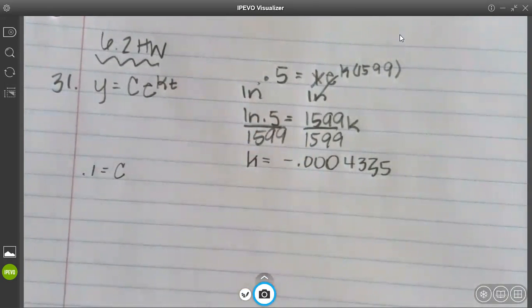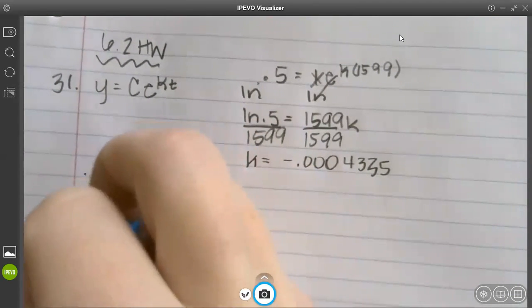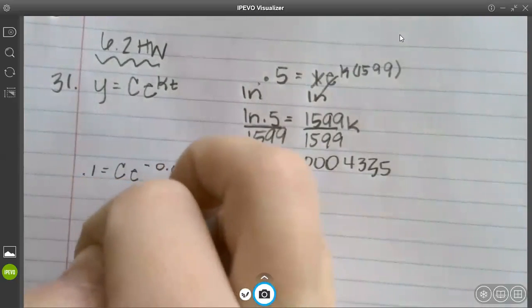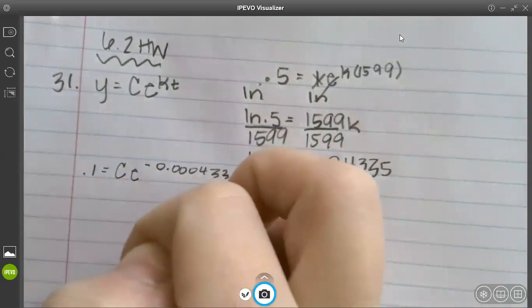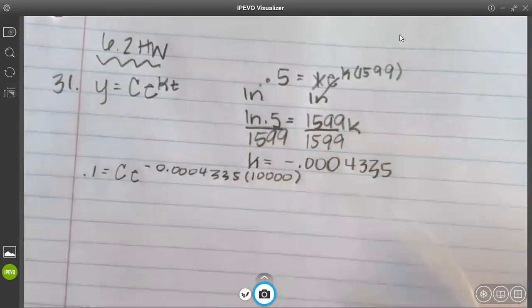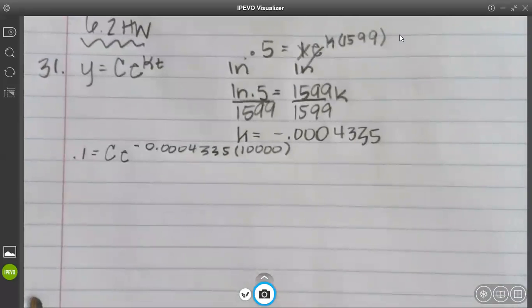What was the original amount? e, we found our k was 0.0004335. And then at the end of 10,000 years. So how would I solve this?